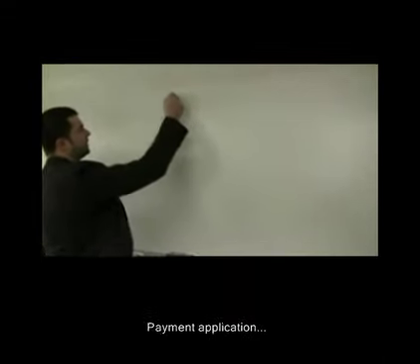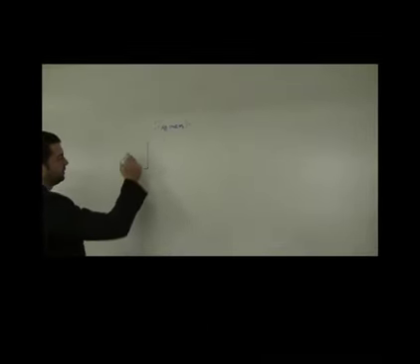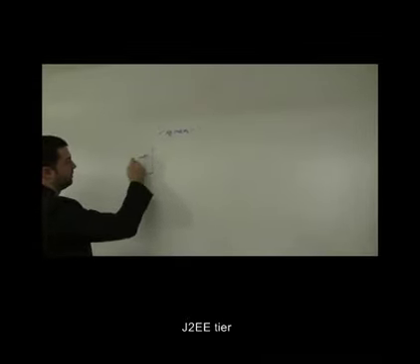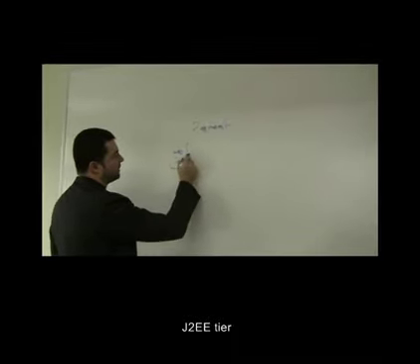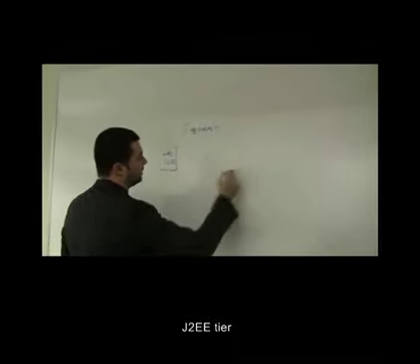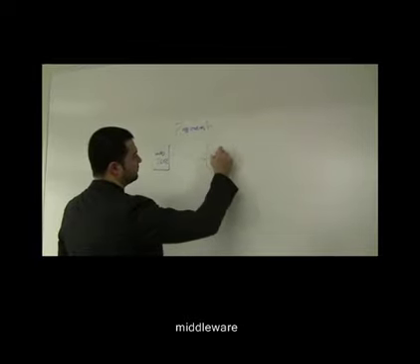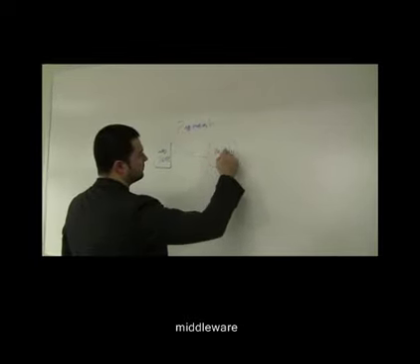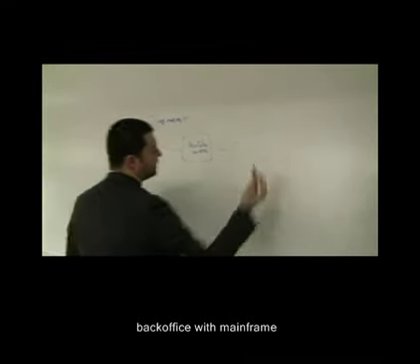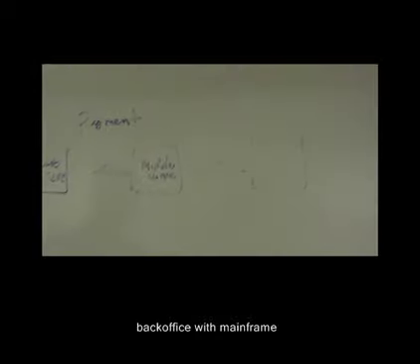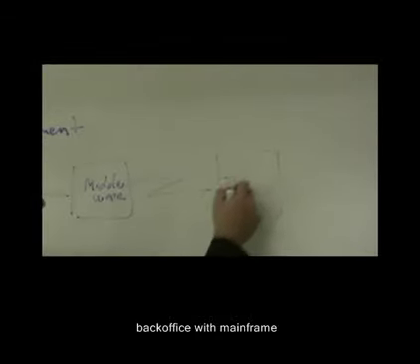So let's take a payment app. An application like this usually would involve multiple tiers. It could have a web, a J2EE tier, connected over a middleware, and also have a back office environment. In this case, let's assume this is a mainframe as the system.